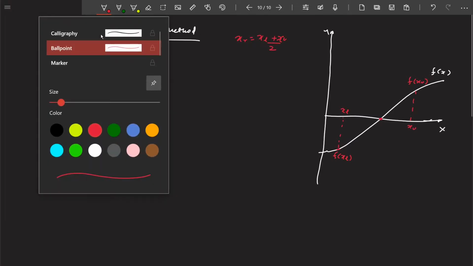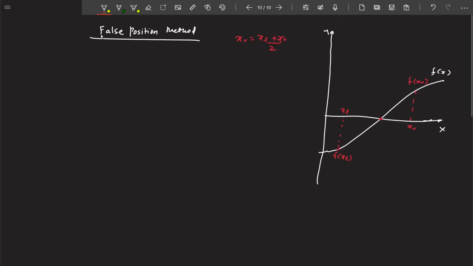But now in the false position method, instead of taking the value of xr as xl plus xu divided by 2, we are going to take the value of xr as xu minus f(xu) times (xl minus xu) divided by f(xl) minus f(xu). This is how you are going to find xr in your false position method.